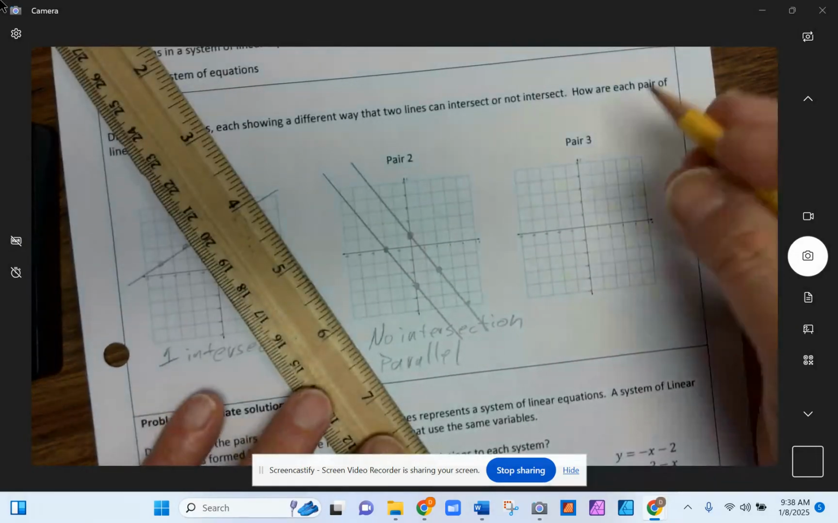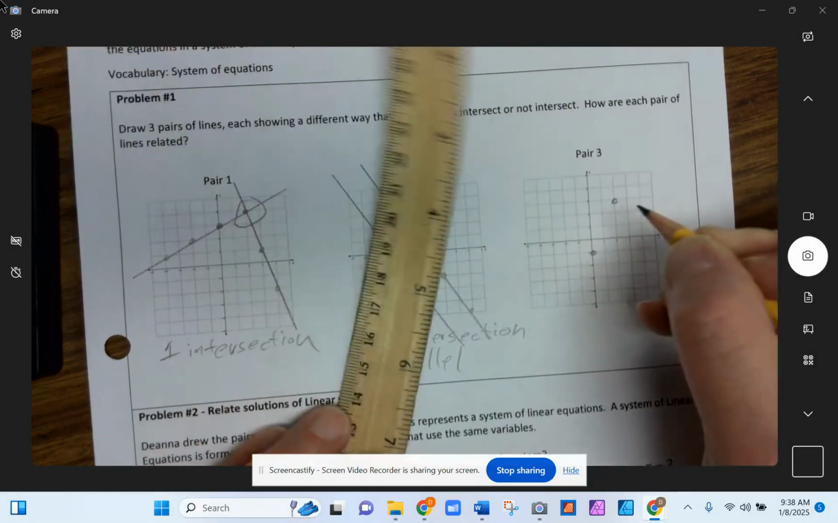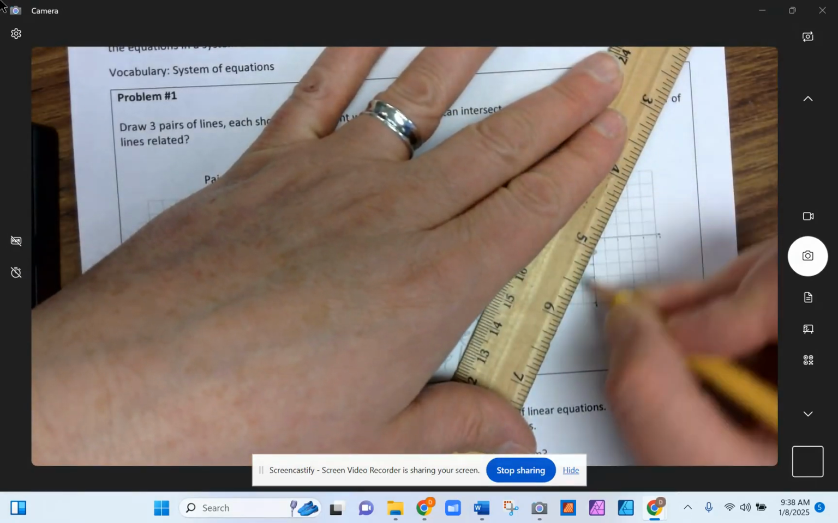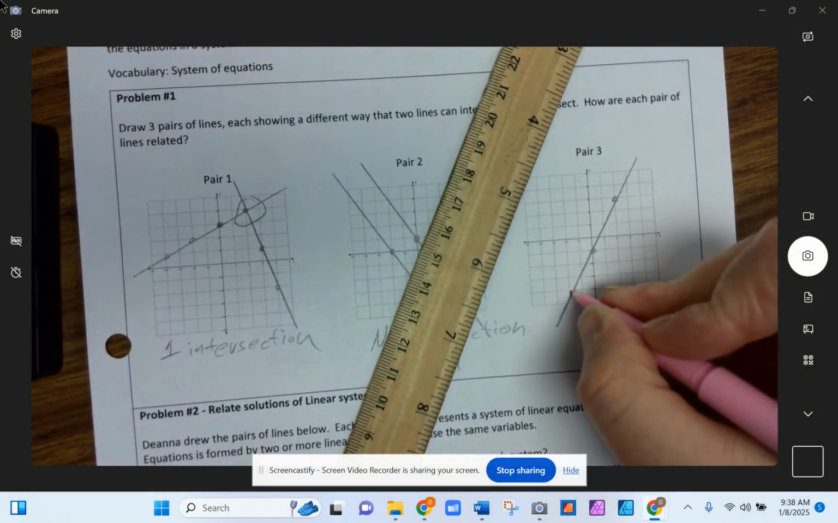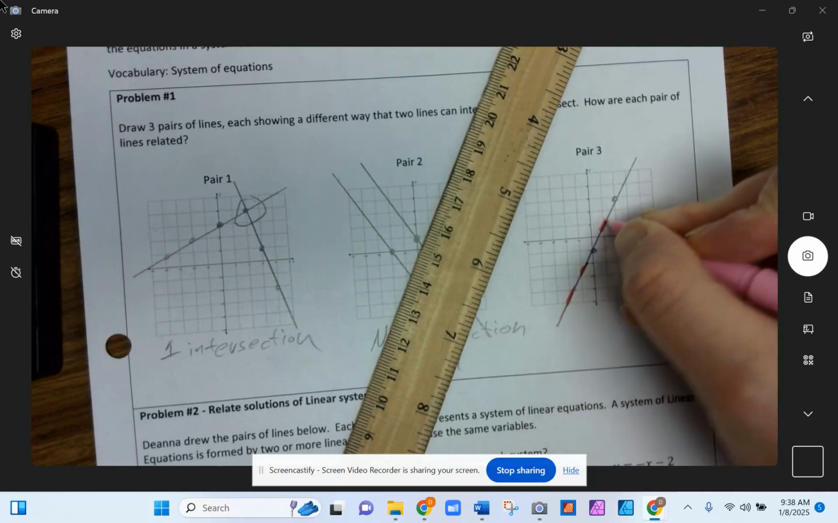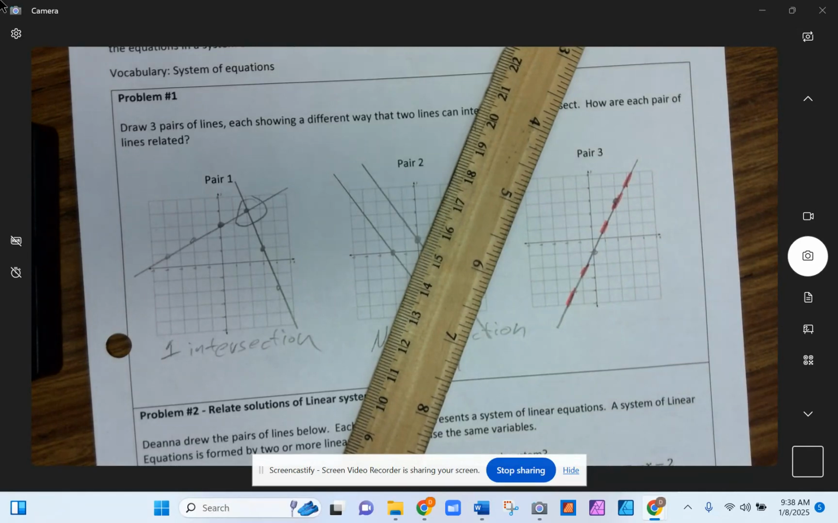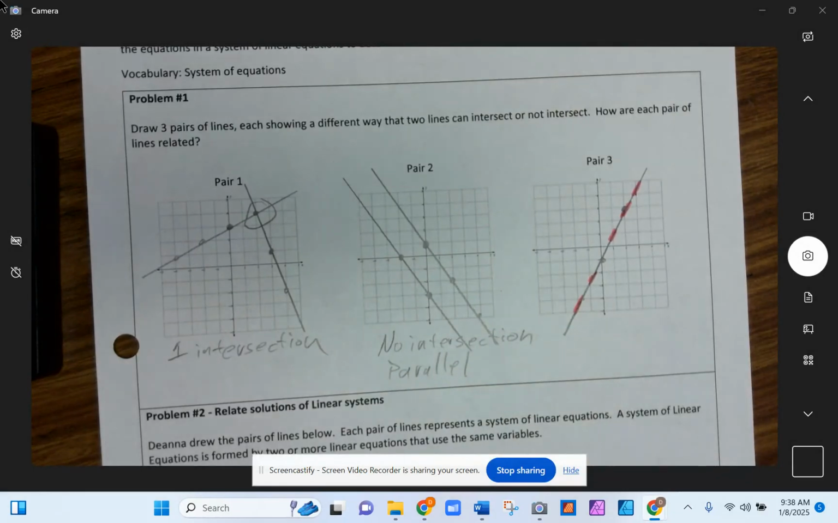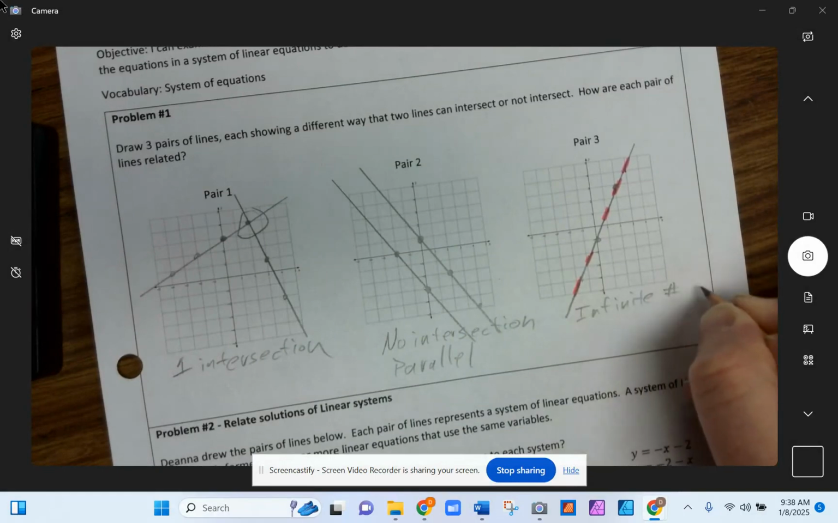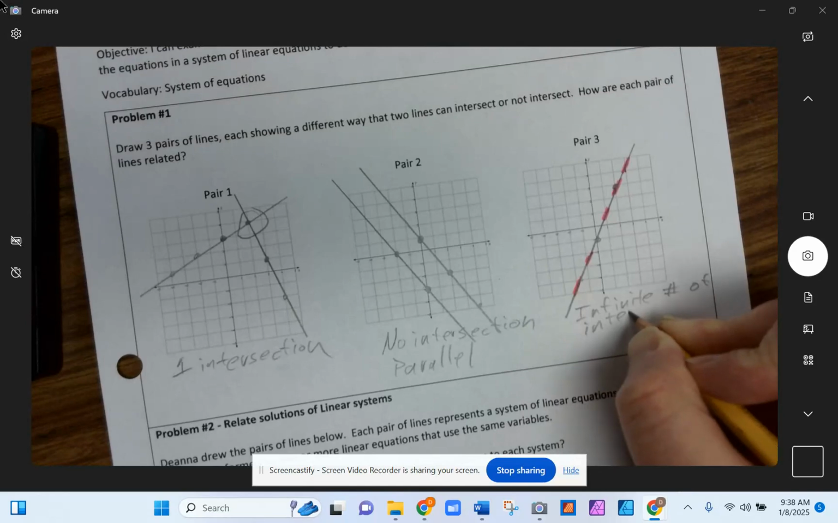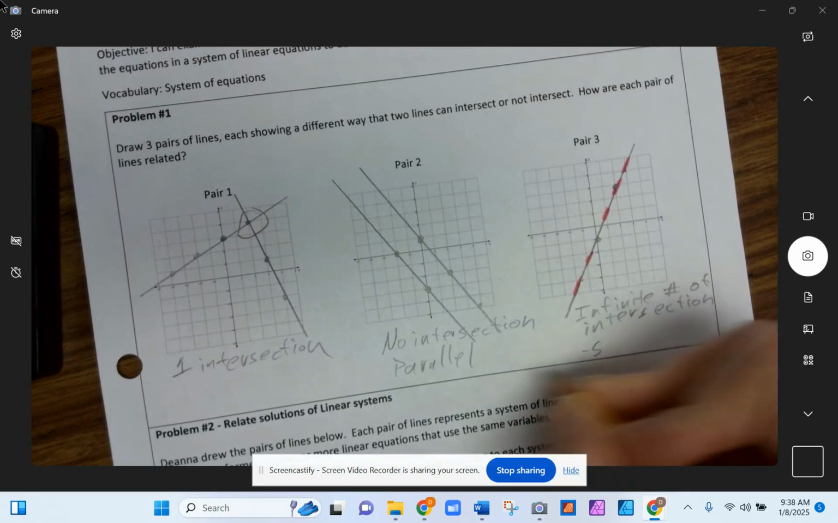And then for this one, let's just do here to here, right? And I'll have a line that goes like this, but I'm also going to have another line that is basically the same line. It's just laid right on top of it, so it's represented by those dashed lines right there. So what happens here is rather than one intersection or no intersection, we have an infinite number of intersections, right? Every point on one line matches every point on the other line, okay? This is the same line.